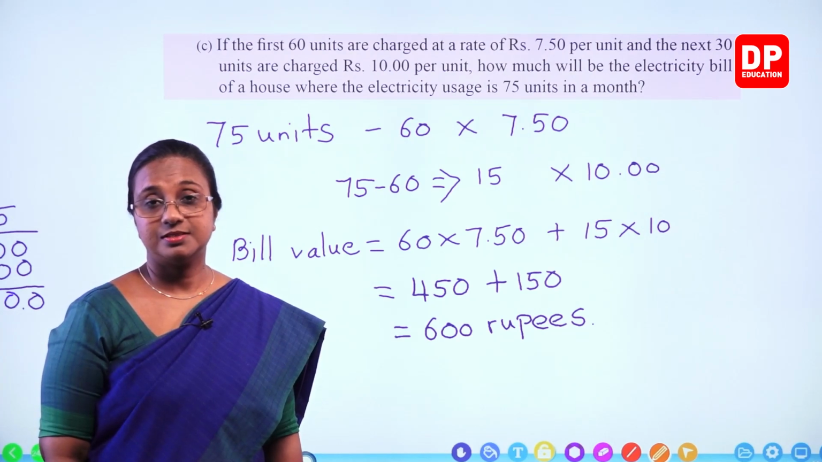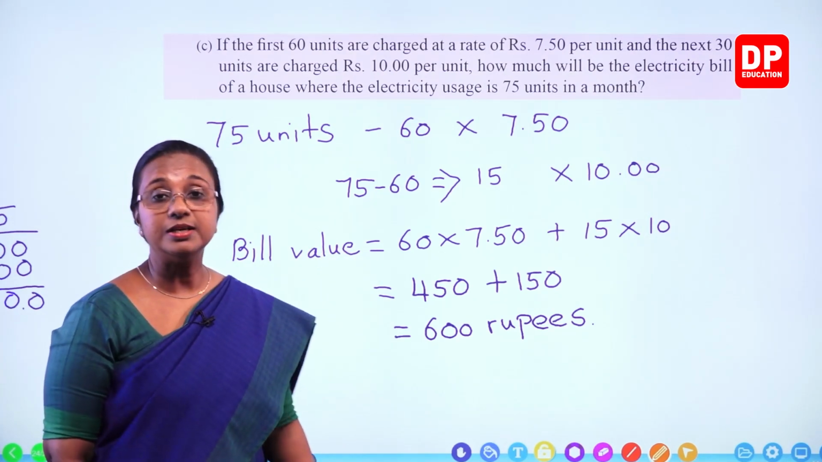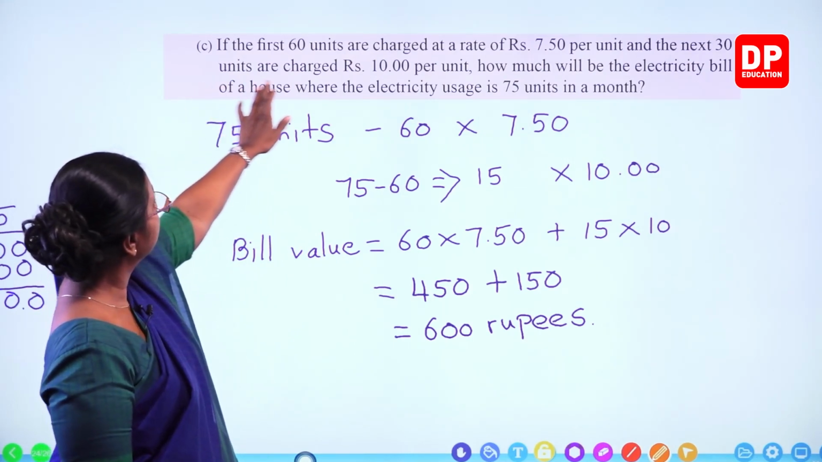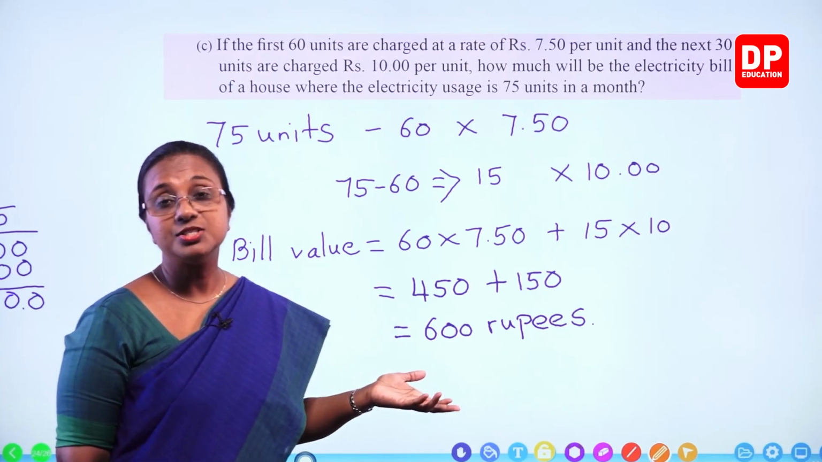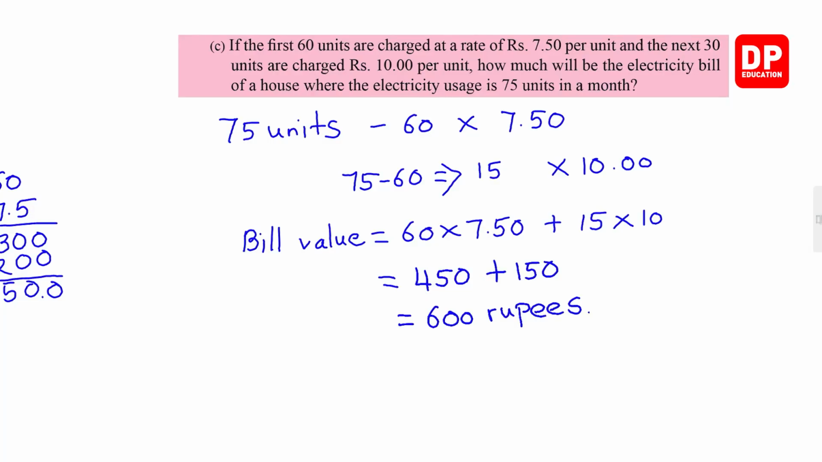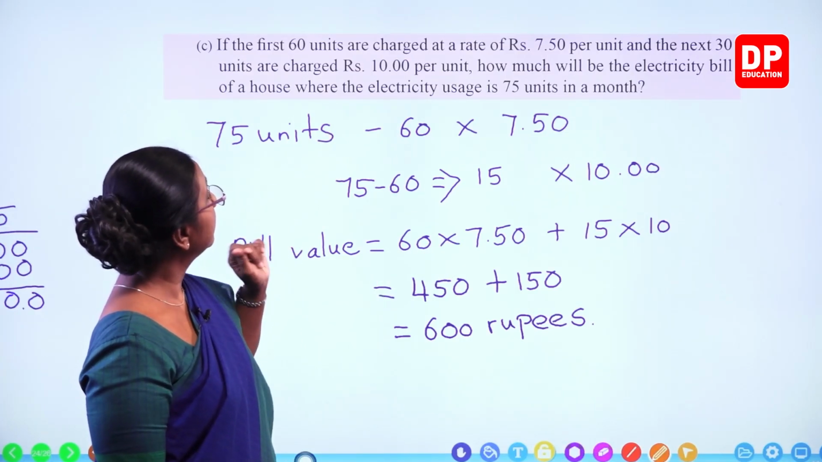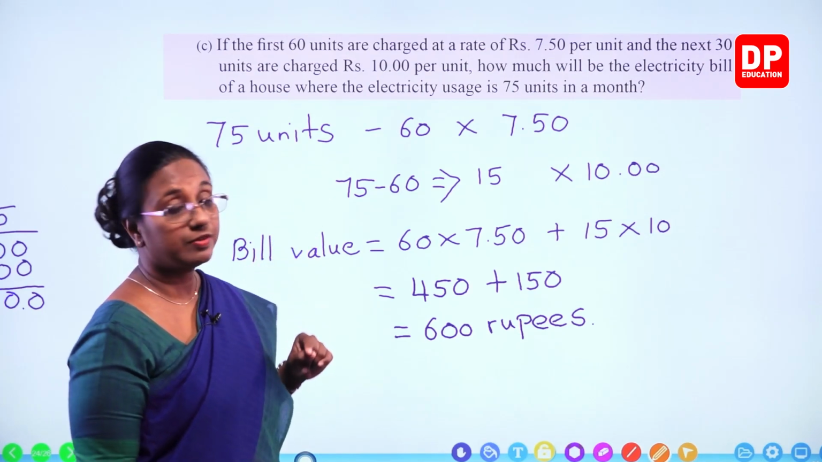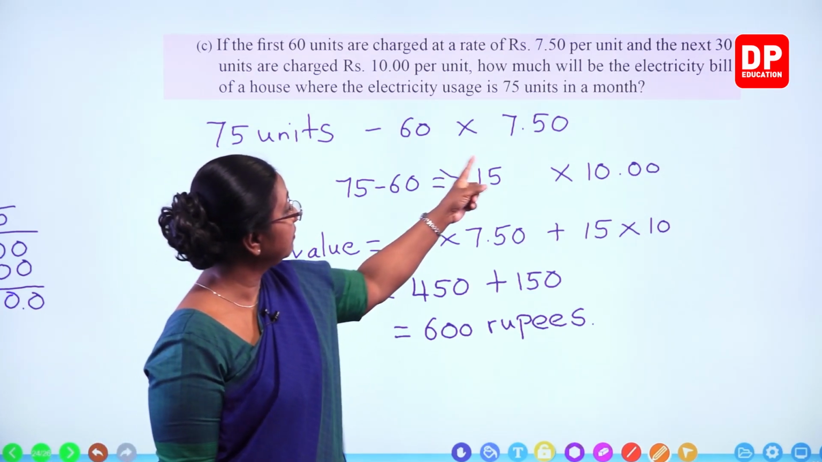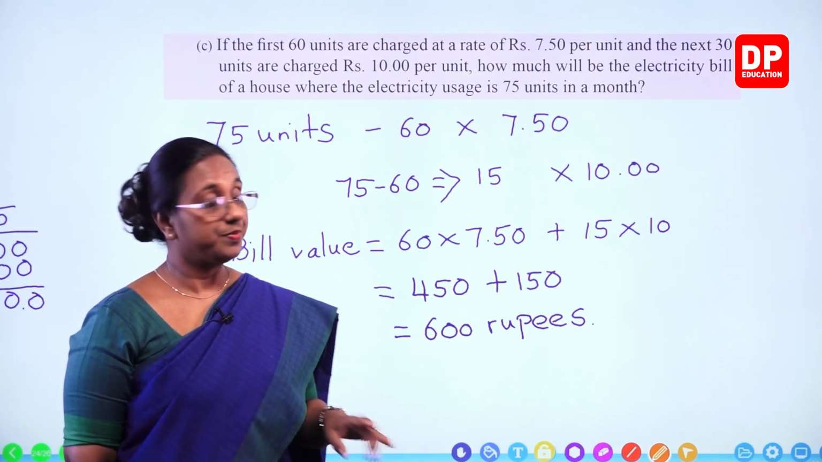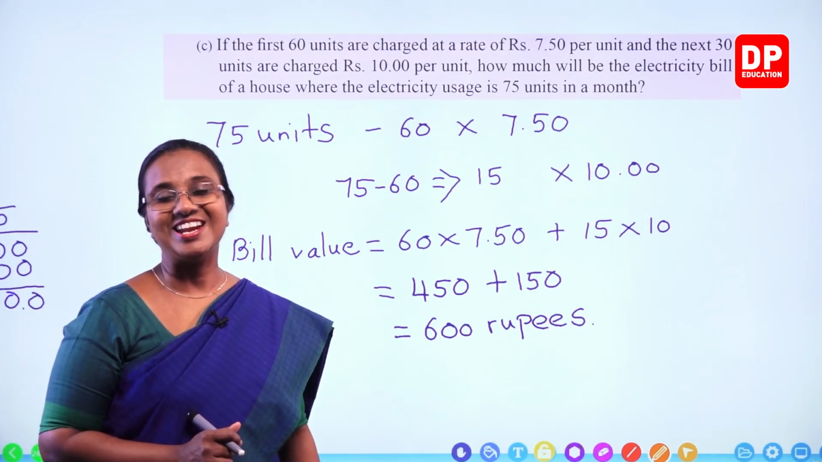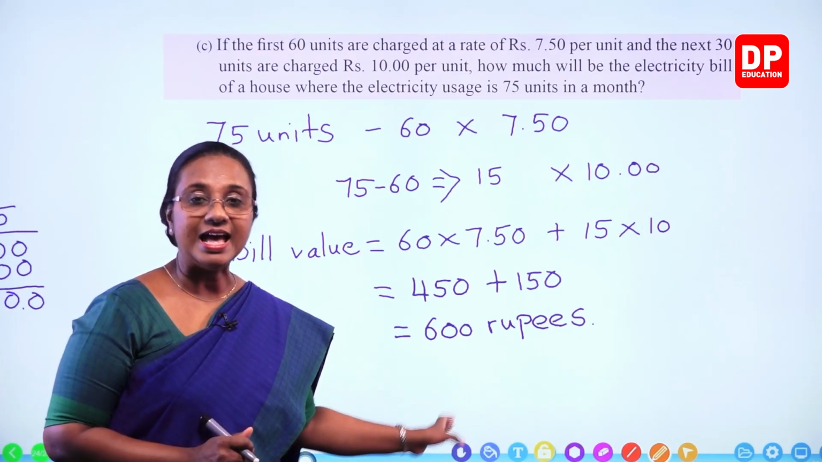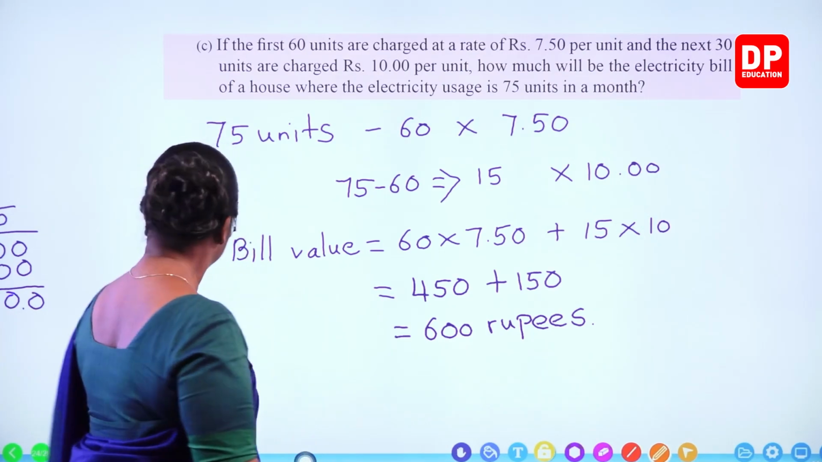Is that clear, students? So that is how we do the calculation. You have to look at the total number of units, how they are divided into segments and how they are charged differently. First 60 units, 7 rupees and 50 paise. The next 30 units at the rate of 10 per unit. But out of that, only 15 units had been consumed. So accordingly, we do the calculation. I am sure you all can also do this calculation. So with that, I will move on to the next slide.